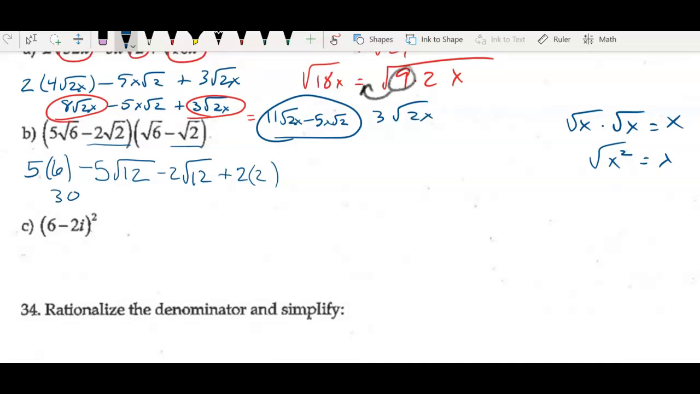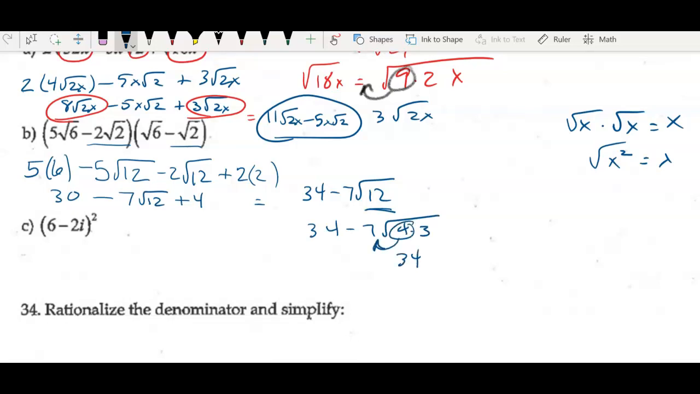I can bring those middle ones together. It's 7 radical 12. Clean it up some more. It's going to be 34 minus 7 radical 12. But here's the thing. That can be simplified. Seven times 2, because the square root of 4 is 2. That is your final answer. 34 minus 14 radical 3.